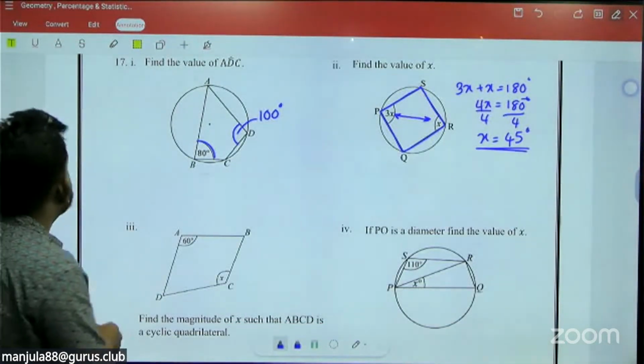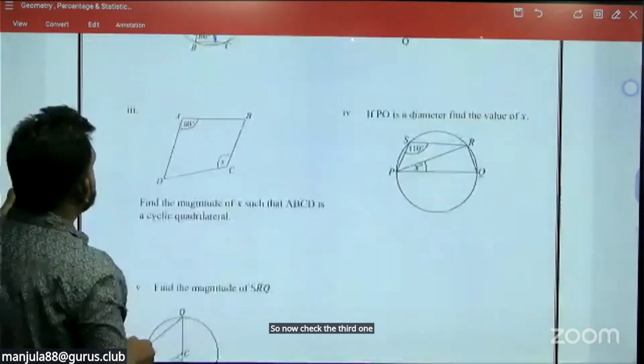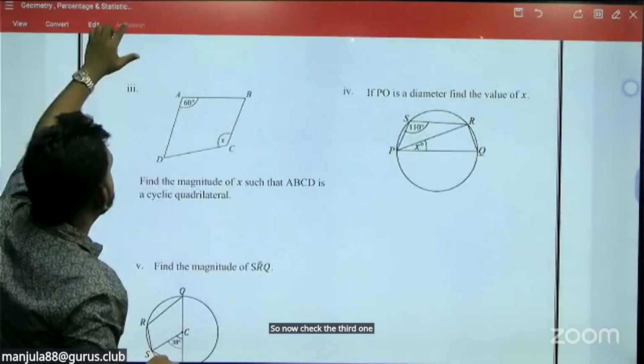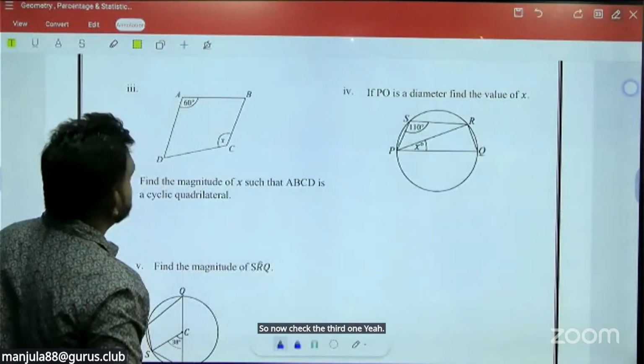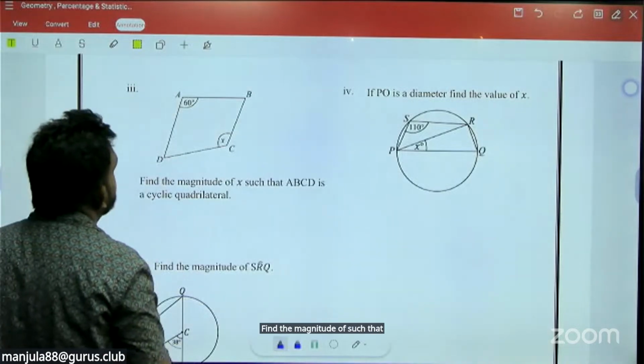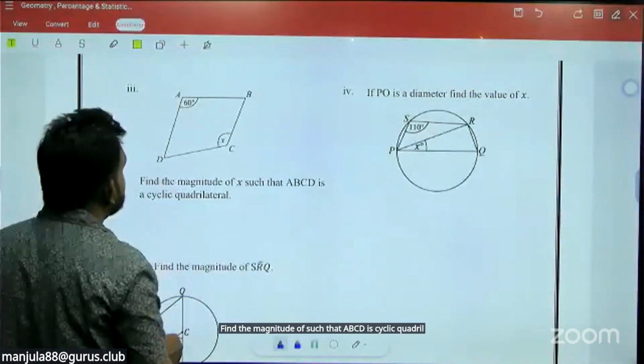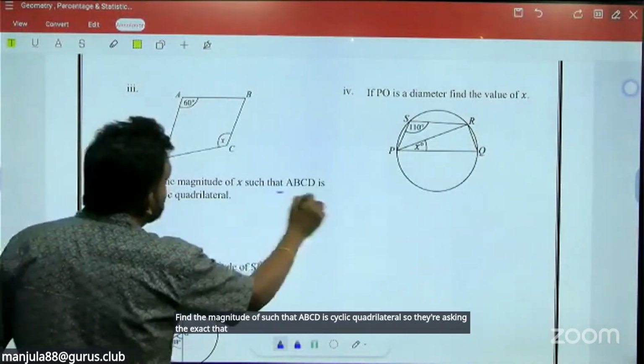So now check the third one. Find the magnitude of x such that ABCD is a cyclic quadrilateral. So they're asking x such that ABCD is a cyclic quadrilateral.